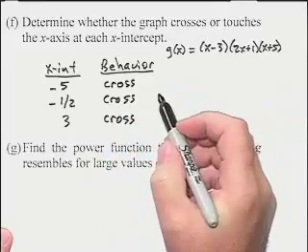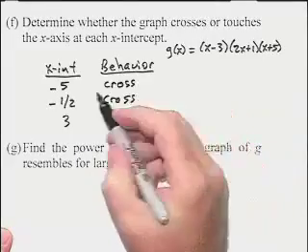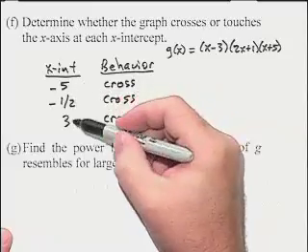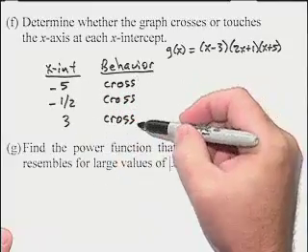Had the multiplicity been even, the graph would have just touched the x-axis at the x-intercept. But each one of these had an odd multiplicity, so the graph will cross at each one.